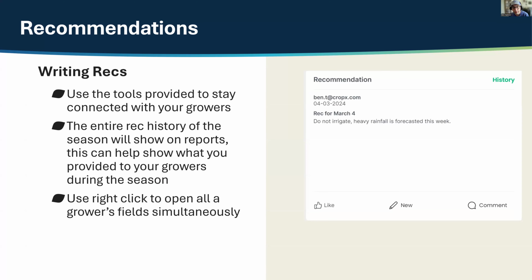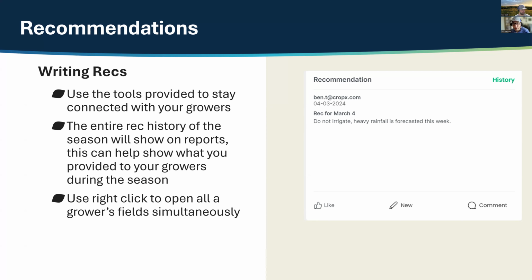You just simply write new, give it a subject line, and then put your information there, what you want to convey to your grower. And when you send it to your grower, they should receive a notification, and they'll have the option to comment on it if they have a question, or they can even just do a like.